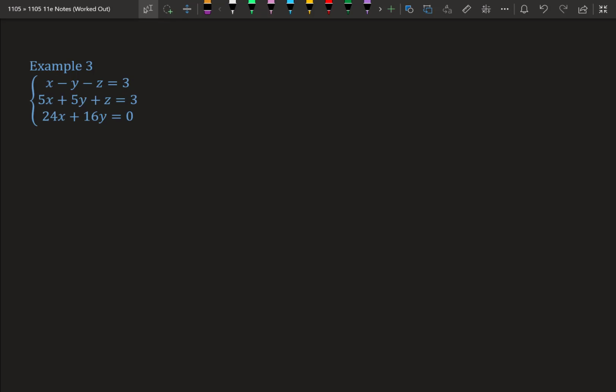Alright, example 3. Do you notice anything weird about example 3? So look at the first one. First one has x, y, z. Second one has x, y, z. The third one, what's it missing? It's missing z.